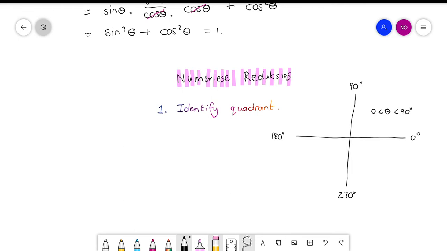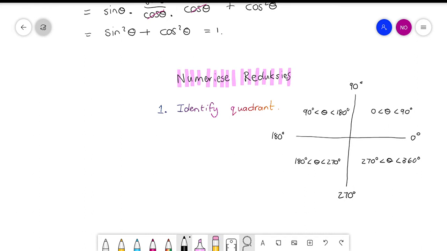So 45 degrees will be in quadrant 1. Something like 110 degrees will be in quadrant 2. Let's say 200 degrees will be in quadrant 3. And 302 degrees will be in quadrant 4. Okay, so that's the first thing you do. You take the number I give you and identify in which one of our 4 quadrants it will be.